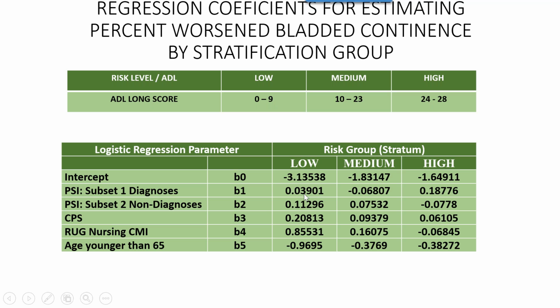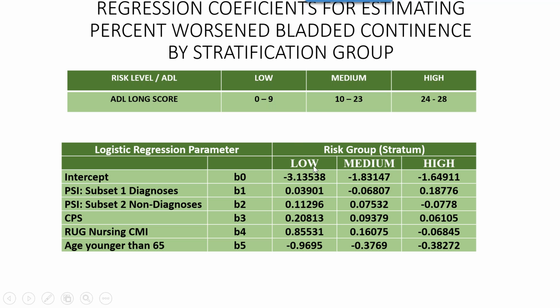You can see here that this would increase your score, but not by a lot. The PS2 will increase your score. A higher CPS would also increase your score. A higher CMI would increase your score, or your likelihood of having worsened bowel incontinence. And if you're younger than 65, it reduces your score, which makes sense as well. So if you're younger than 65, you're going to get a credit. You're less likely to have worsened bowel or bladder incontinence.